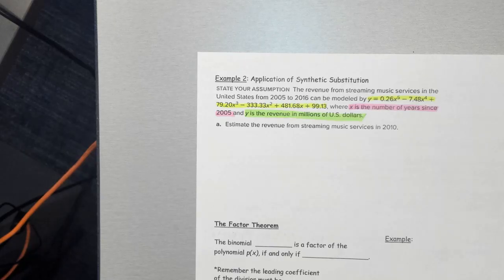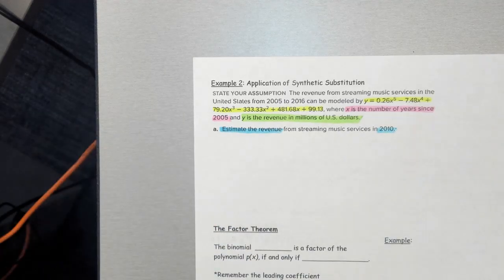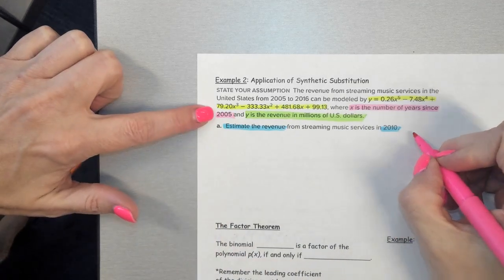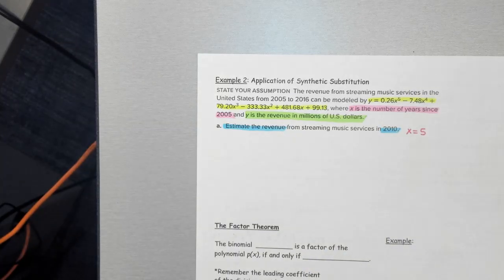Okay, so the first thing we have to do is find out what your X value is going to be. So we have to estimate the revenue, so that's the output because that's your Y. If it's in 2010, what is your value of X going to be? 5, because from 2005 to 2010 would be 5 years.